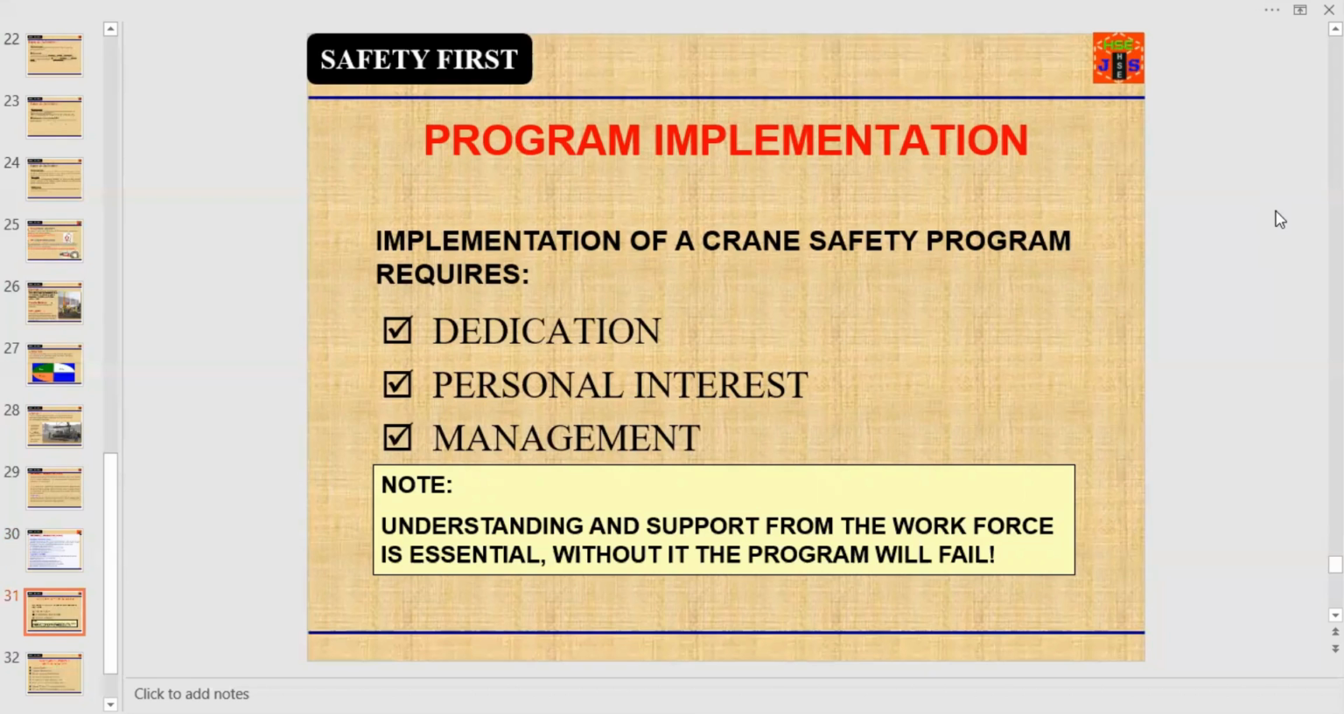Dear friends and fellows, you are watching Safety First. We already discussed several elements of the presentation, but plain procedure or discussion doesn't matter. Implementation matters. And implementation of a crane or lifting safety program requires dedication, personal interest, and management commitment. Remember, understanding and support from the workforce is essential. Without it, the safe lifting program will definitely fail.